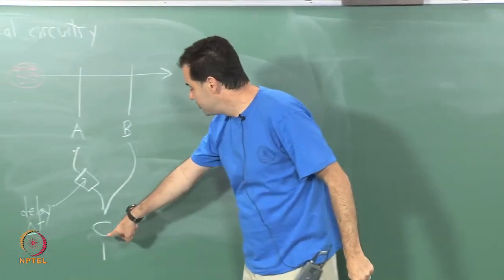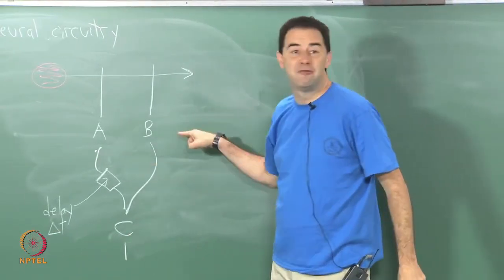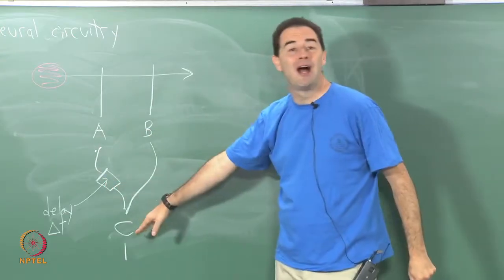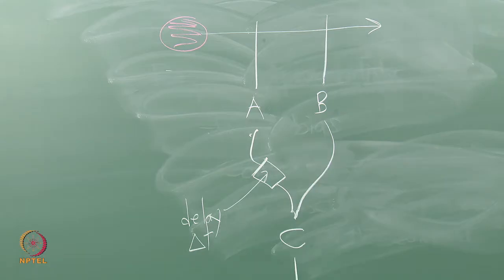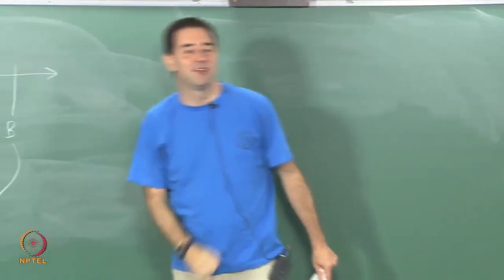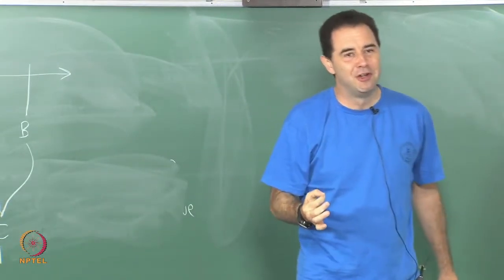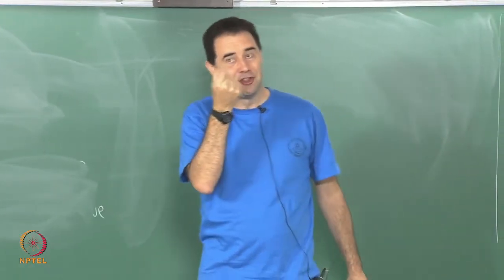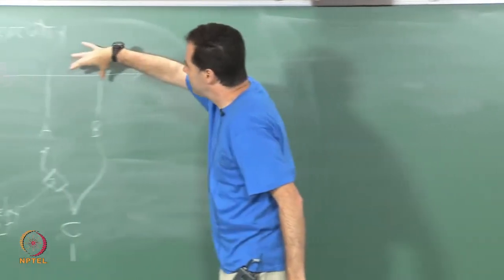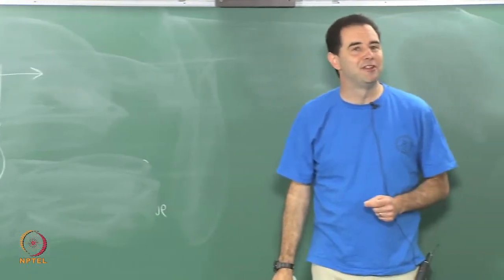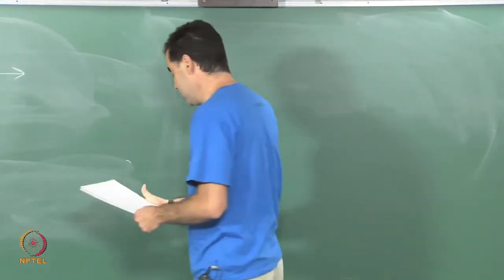So what happens here is this C fires if both A and B fire, but only if A fired a little bit ago. So A fires a little while ago and B is firing right now. The superposition of those in time will fire C. So that's a very, very simple motion detector. We have those all over the place for varying speeds and various neighboring distances.